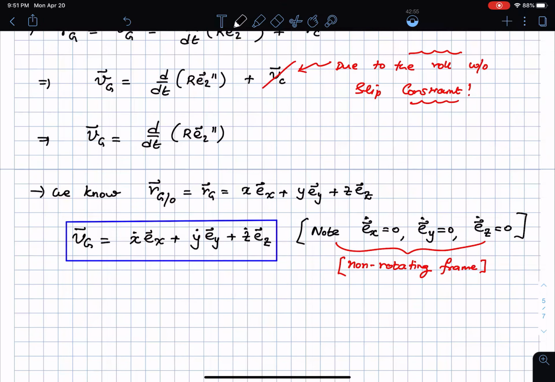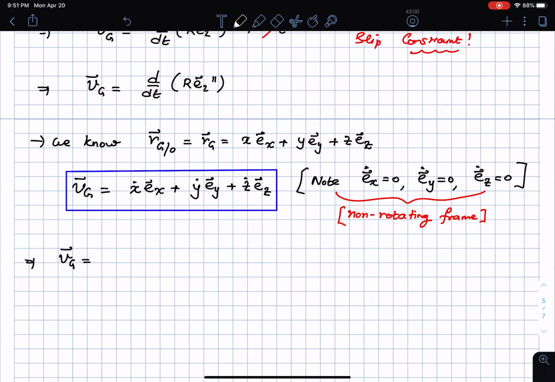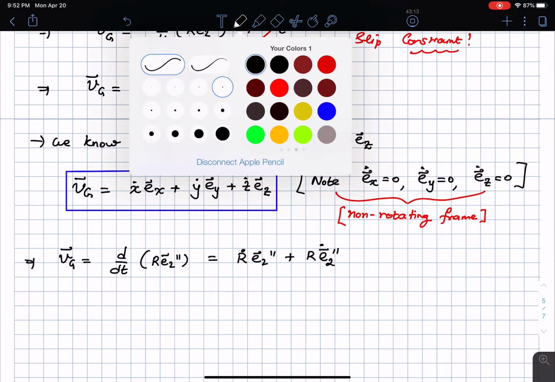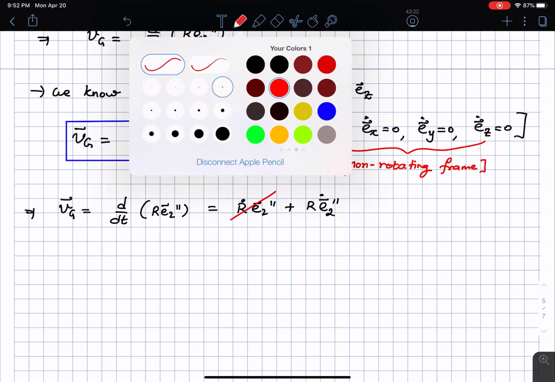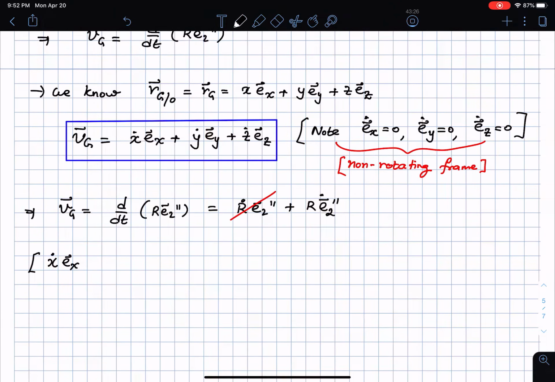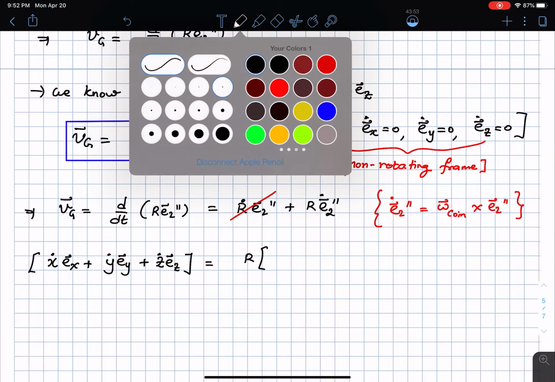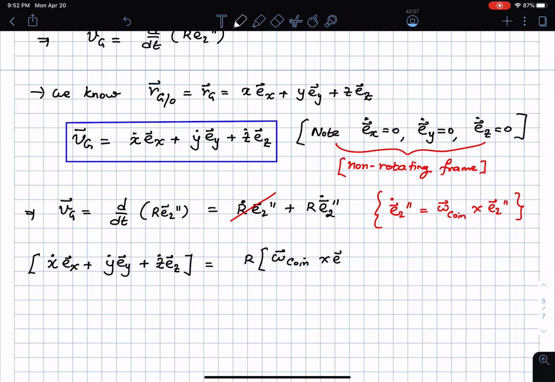Okay, so we're going to say that Vg is going to be d by dt of r e2 double prime, which is going to be r dot e2 double prime plus r e dot 2 double prime. Obviously the radius of the coin is a constant, so this term is going to be gone, which tells me the following: that Vg, which is x dot ex, y dot ey, z dot ez, is going to be r times e2 double prime dot. We got to make a note here. E2 double prime dot is going to be omega of the coin crossed with E2 double prime.